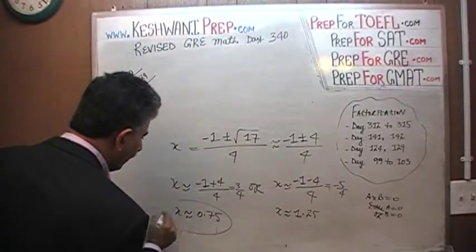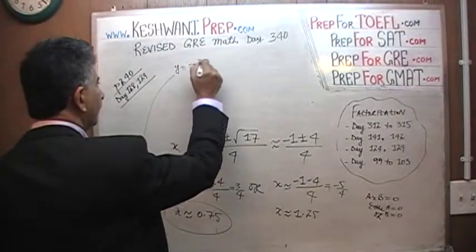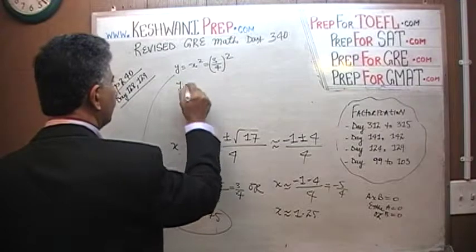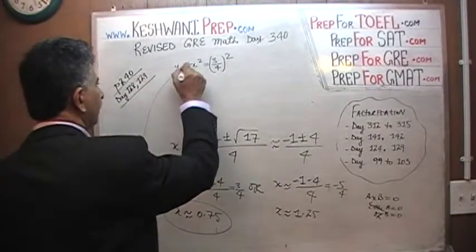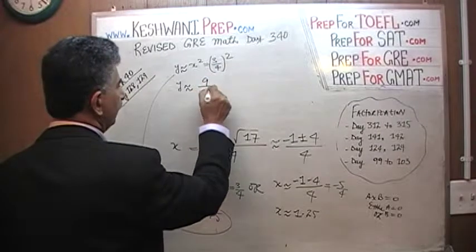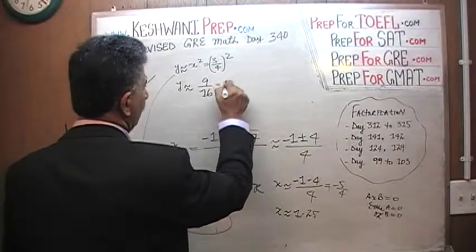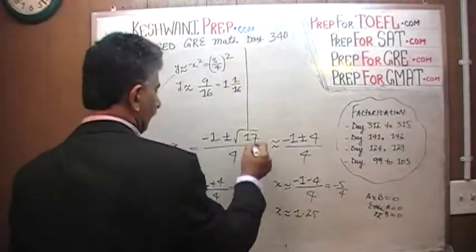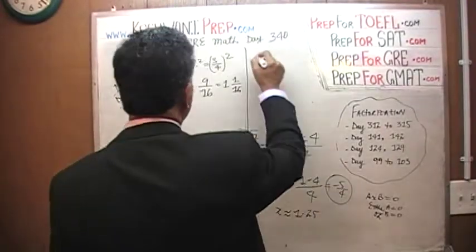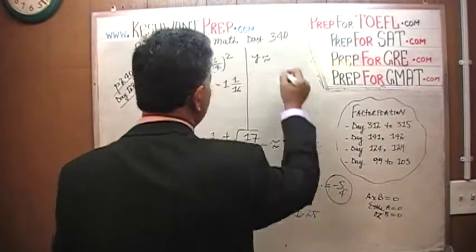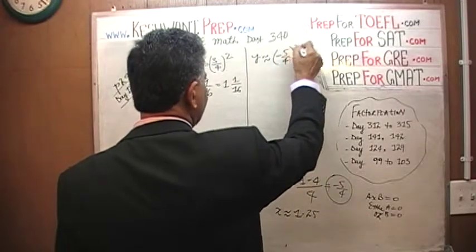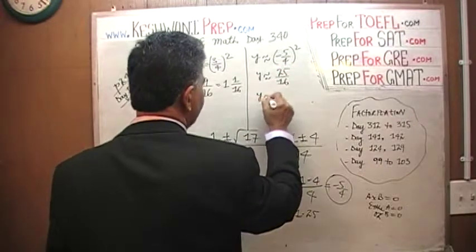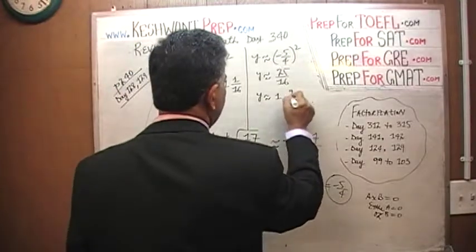So if x happens to be 3/4, then y we know is x squared, which is going to be 3/4 squared. It should not say equal to, it should say y is approximately equal to 9 over 16, which is equal to 1/2 plus 1/16. Or if x happens to be -5/4, then y is going to be approximately -5/4 squared, which is 25 over 16, which tells us that y is going to be 1 and 9/16.